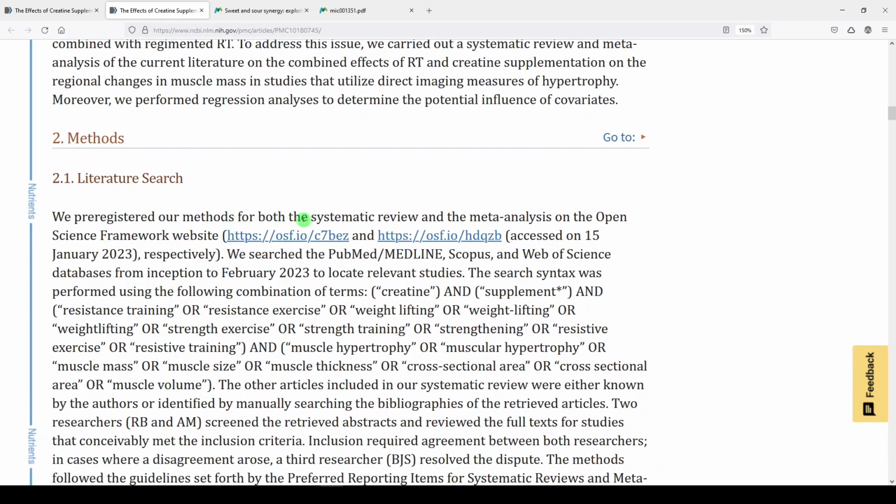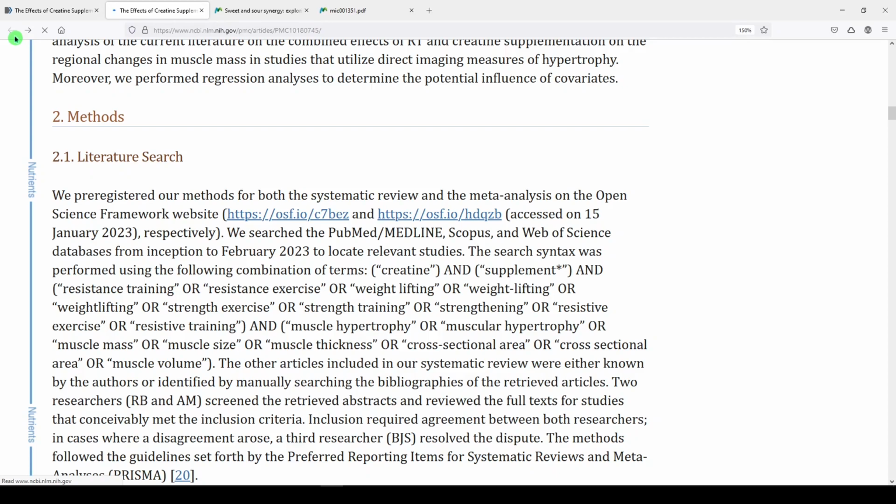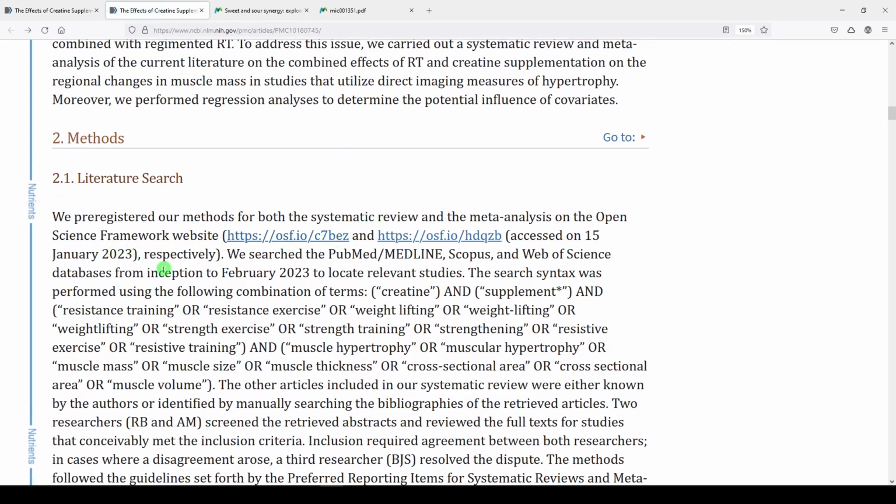They pre-registered their methods for the systematic review and the meta-analysis in OSF. They give links. I found that sometimes these links are provided in the record, but then they don't work. Let's see. It works. Okay, that's great. I'm pleased that they provided the proper link and that it didn't expire. Looks like they registered the systematic review and the meta-analysis separately, if I had to guess.